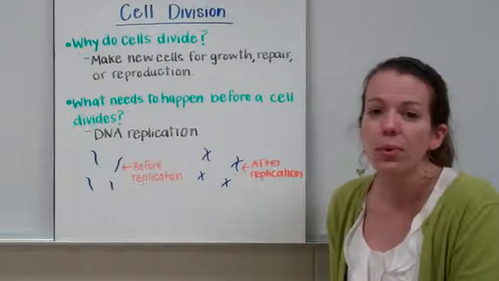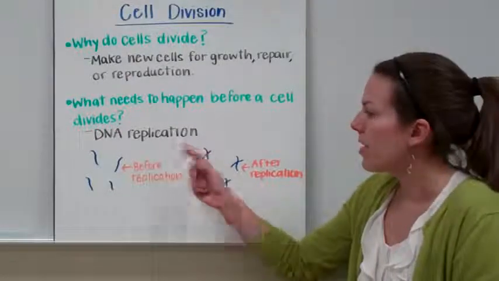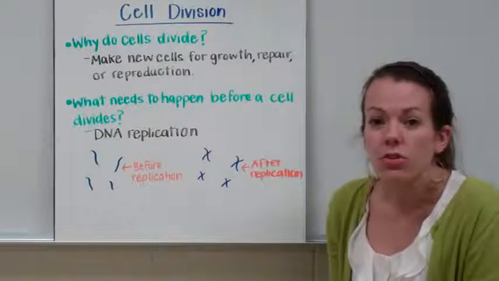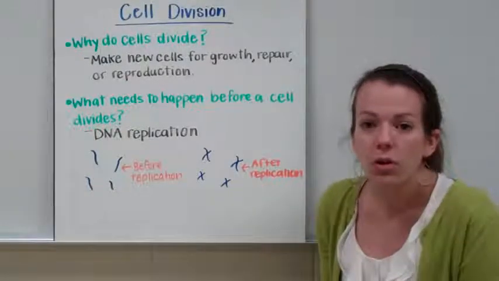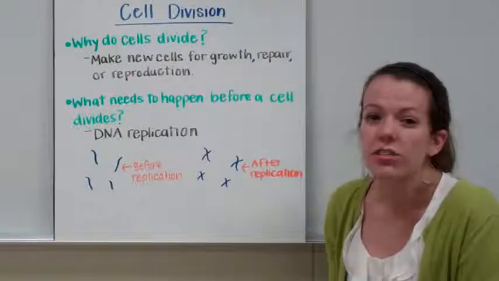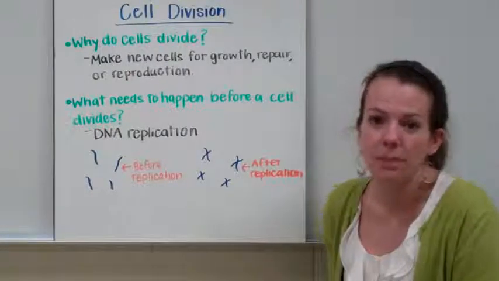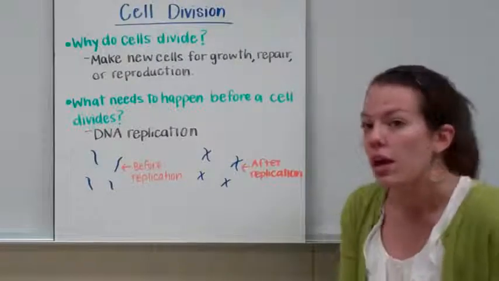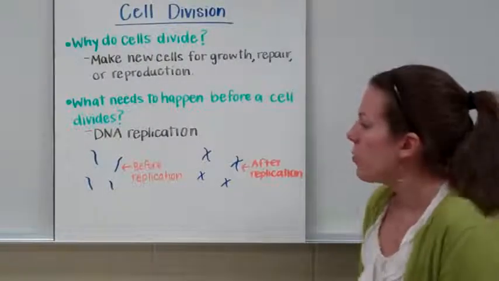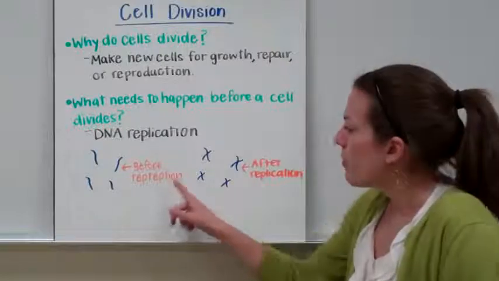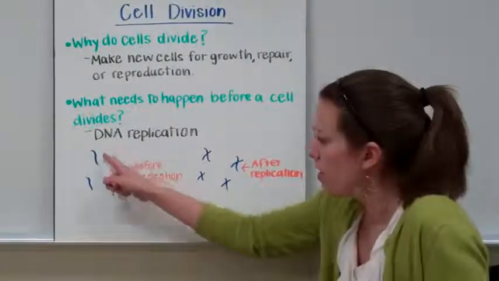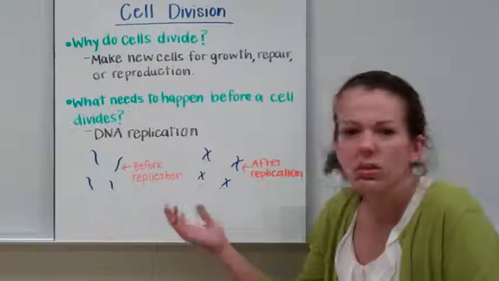In particular, we're going to talk about DNA replication. DNA replication is when a cell makes a new copy of its DNA. And if you want to learn more about DNA replication, you can see the DNA replication video. Now let's take a look at what our chromosomes look like before and after replication. So we have a few examples here. Before replication, our chromosomes are single chromosomes. You see that they're single lines or single squiggles.